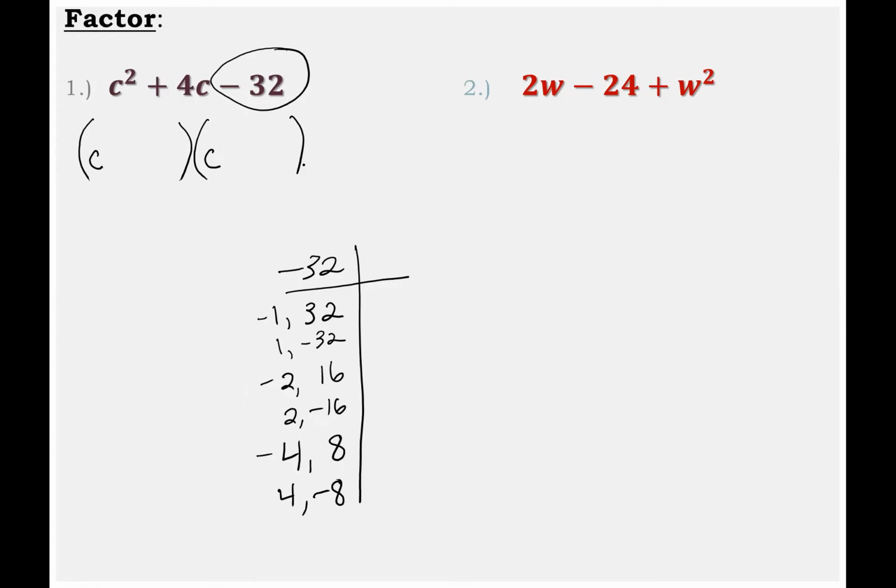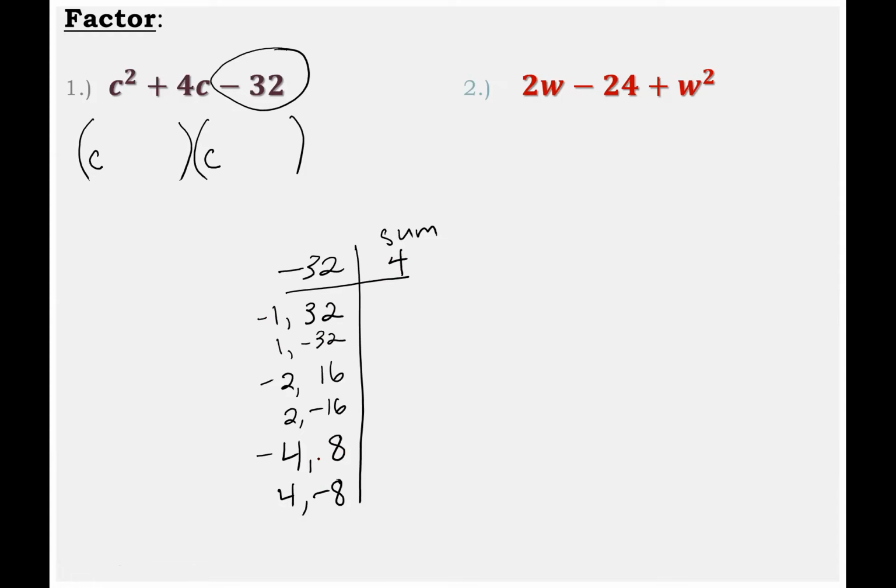And you can see if this was positive 32, I'd really only have 3 combinations, but since it's negative, again, it kind of doubles my list. Okay, so I want my sum to be positive 4. All right. I can kind of start narrowing it down here. Negative 1 plus 32 is not 4. 1 plus negative 32, also not 4. It's going to be one of these with the 4 and the 8.